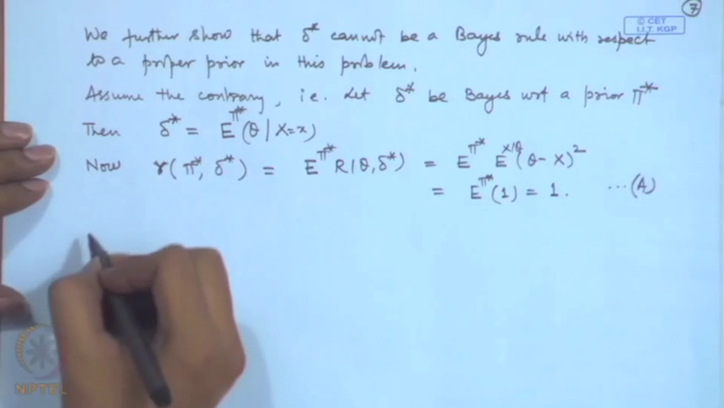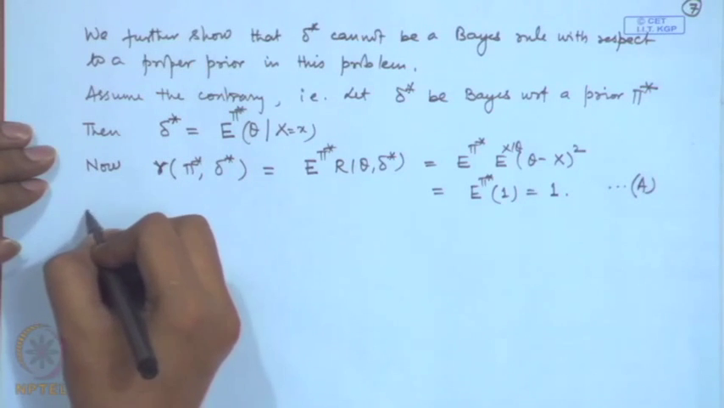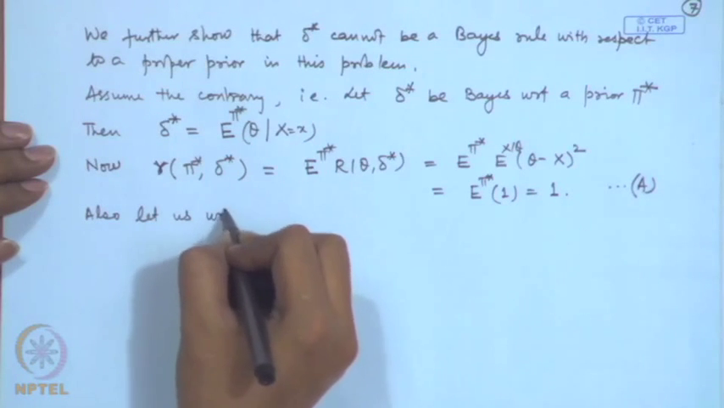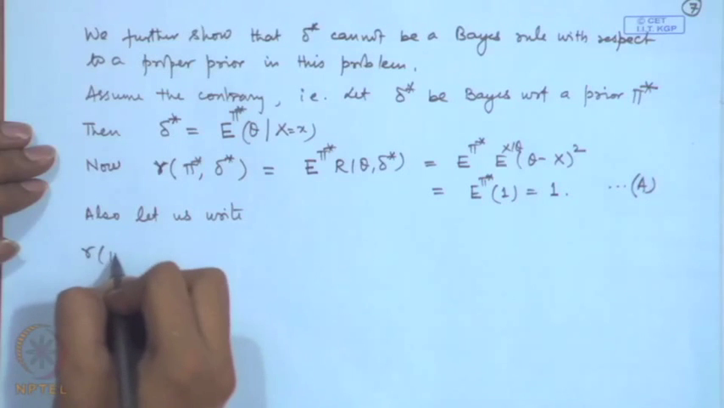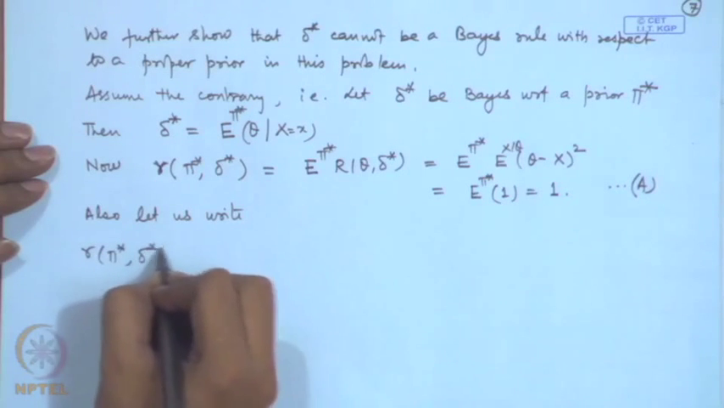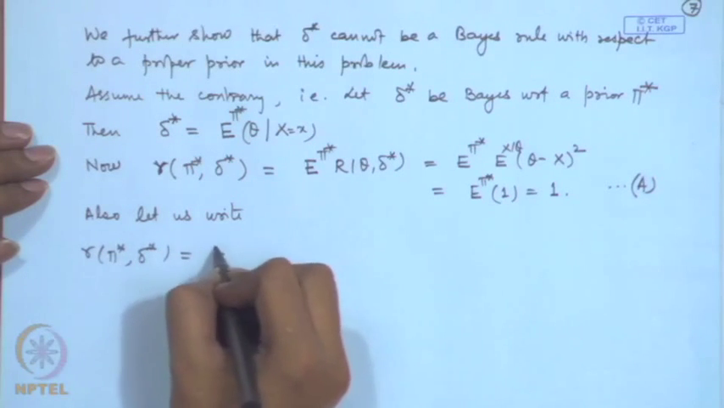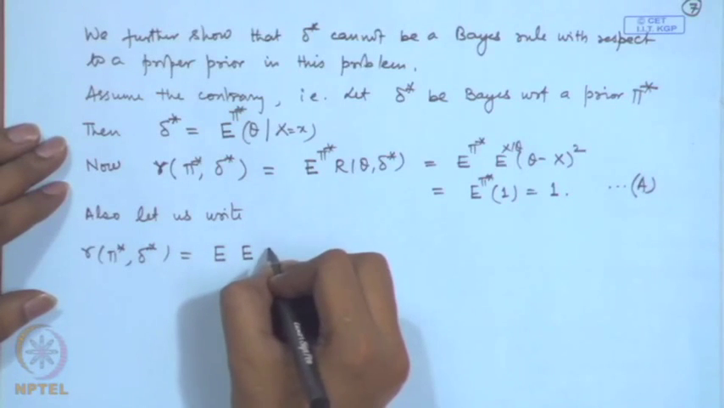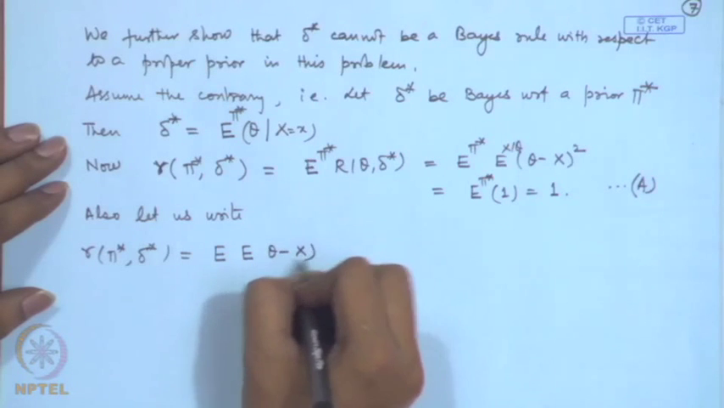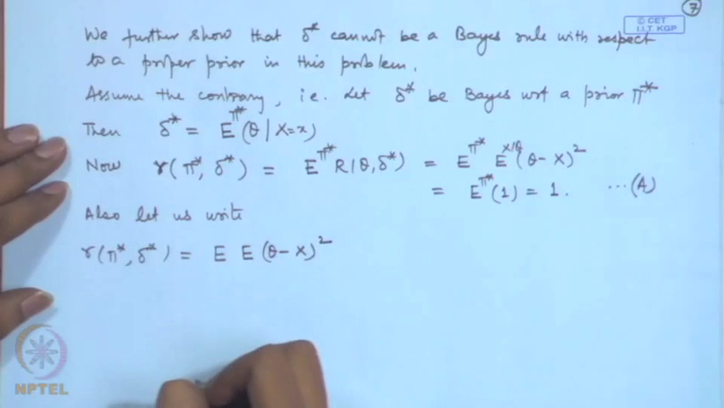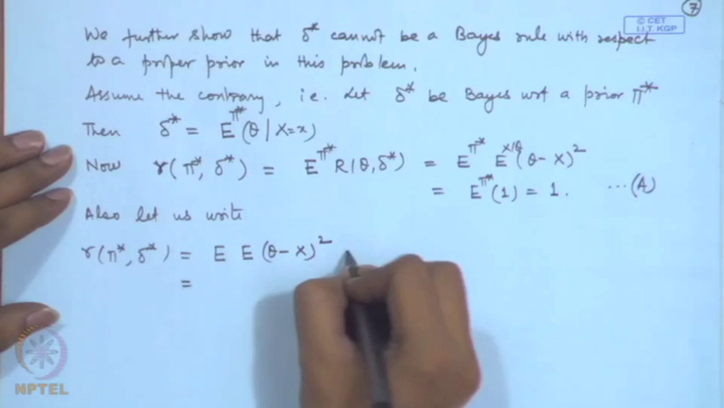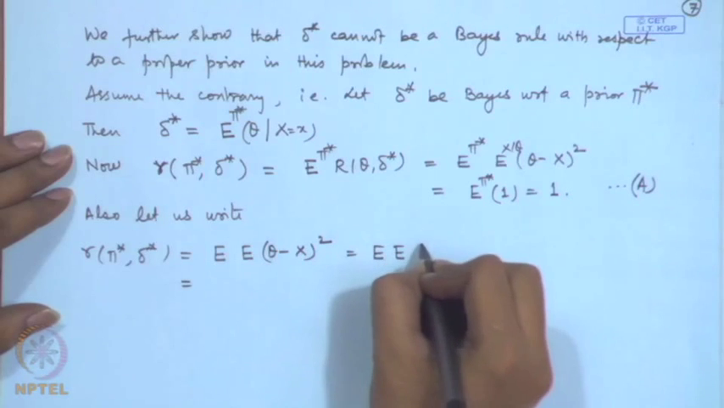Let us also consider r(π*, δ*) as the expectation of (θ − X)². This we are writing as expectation of expectation.